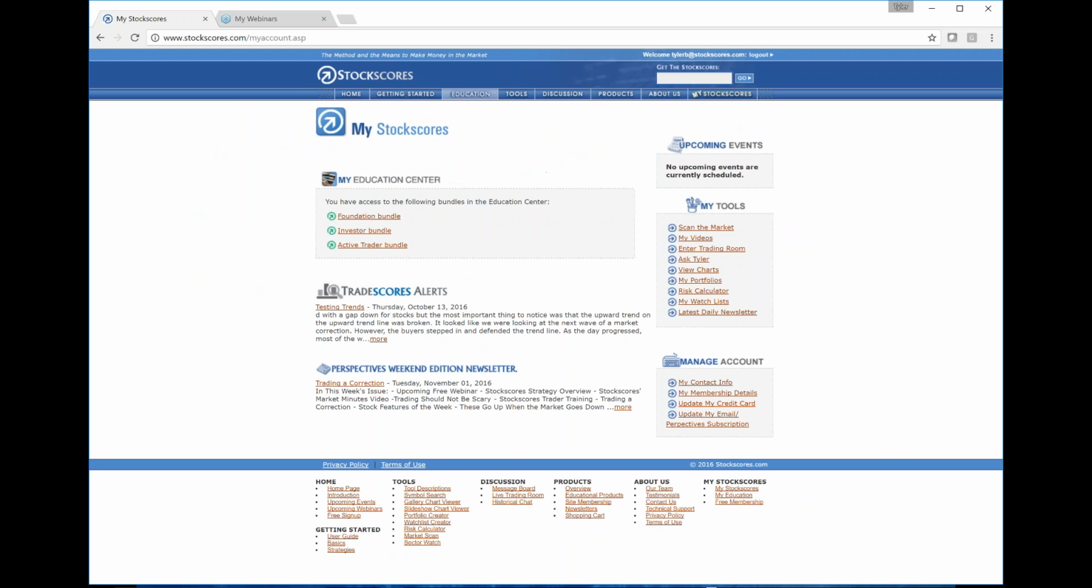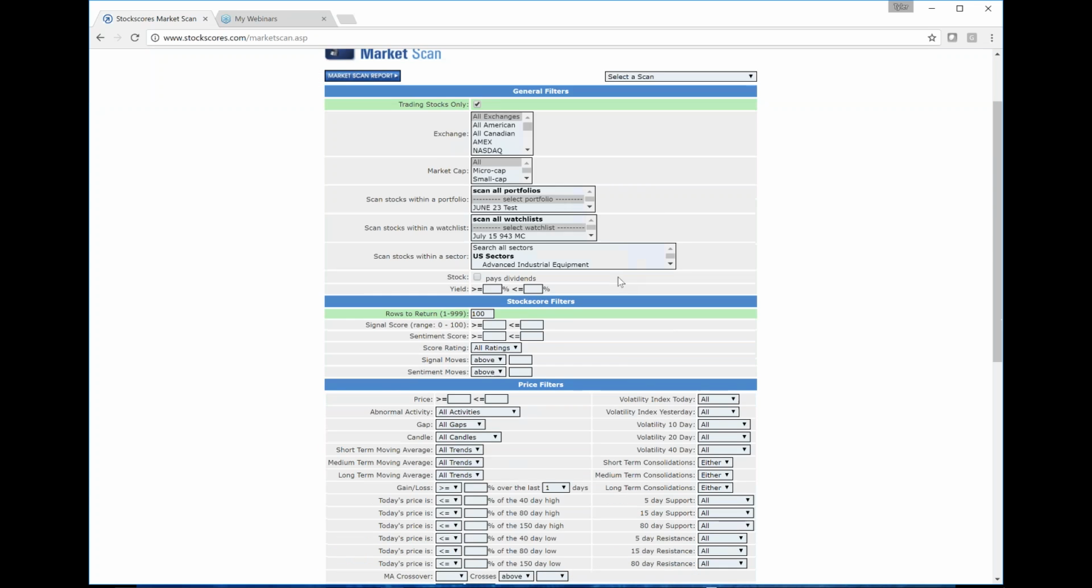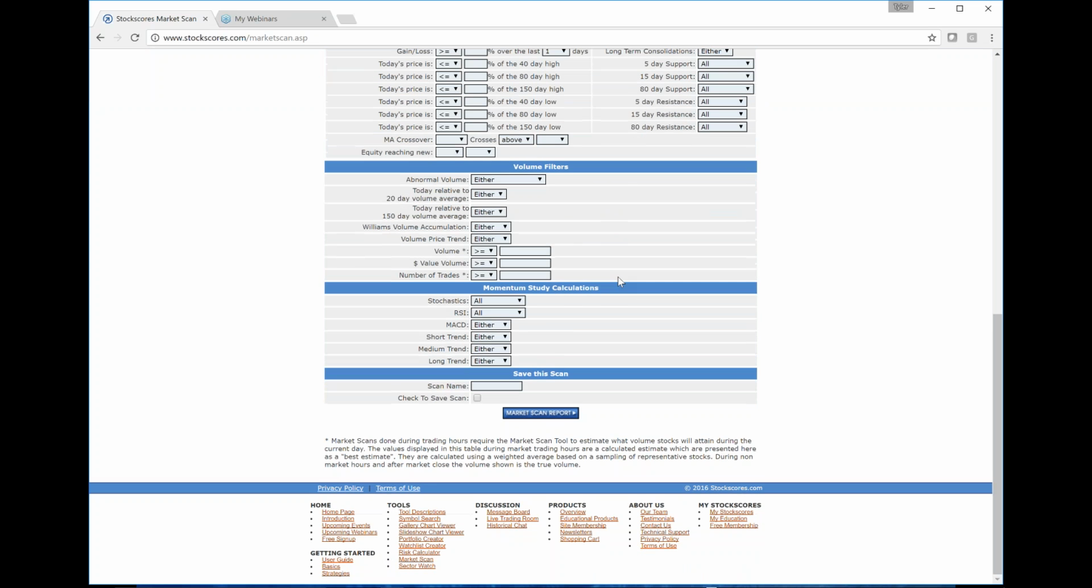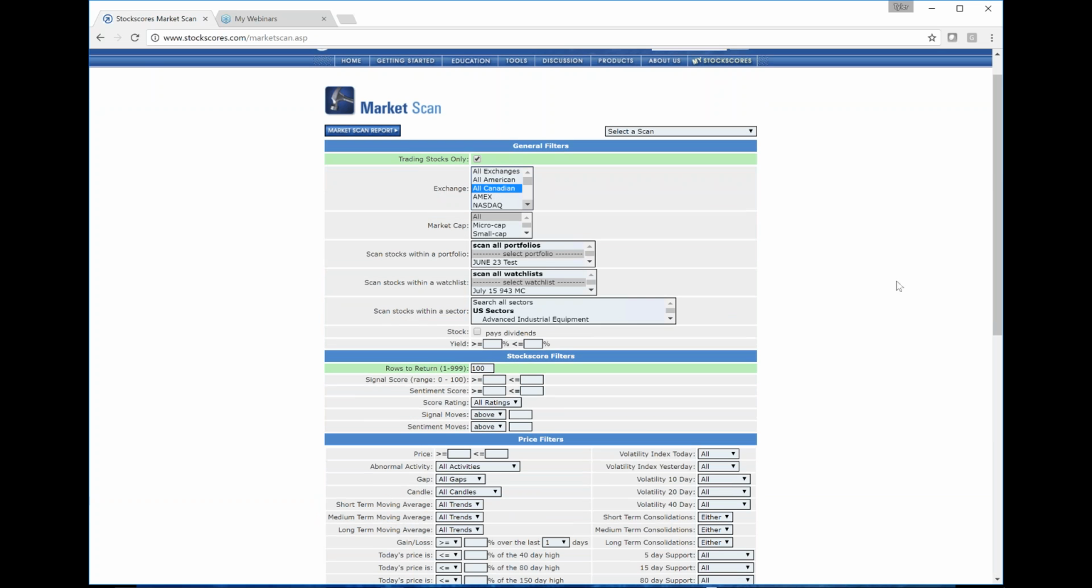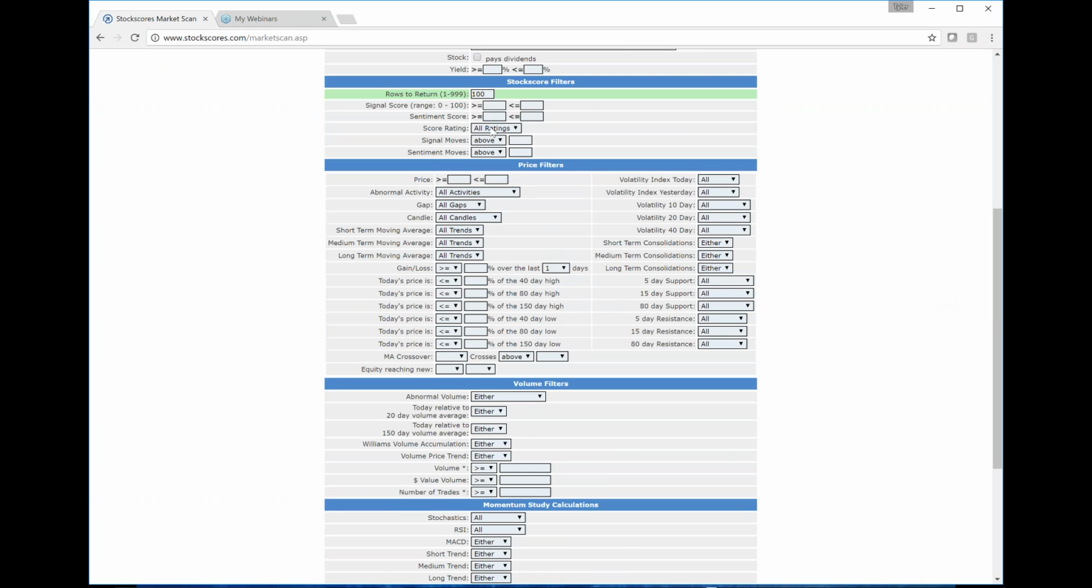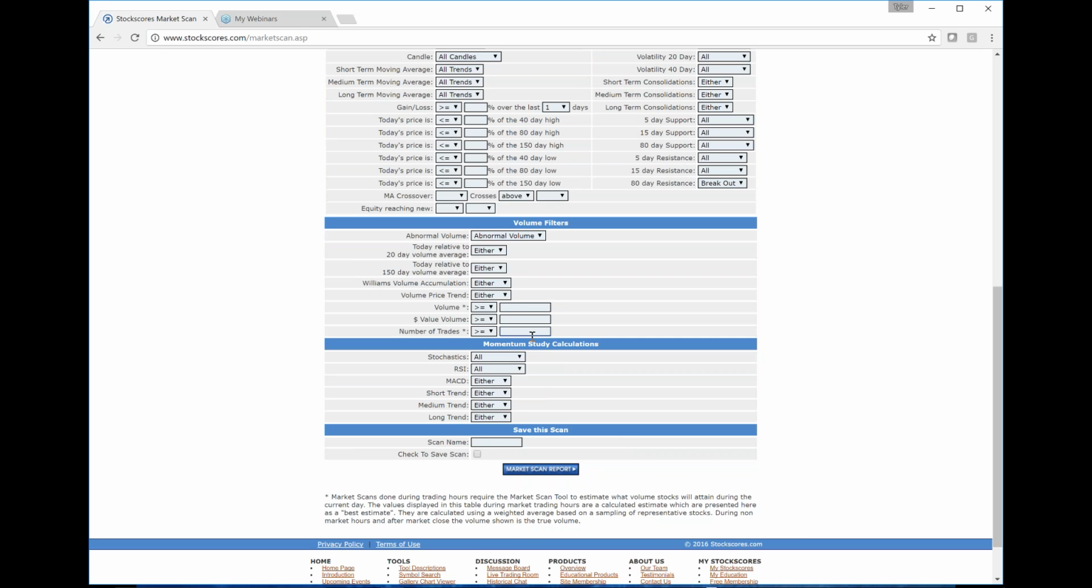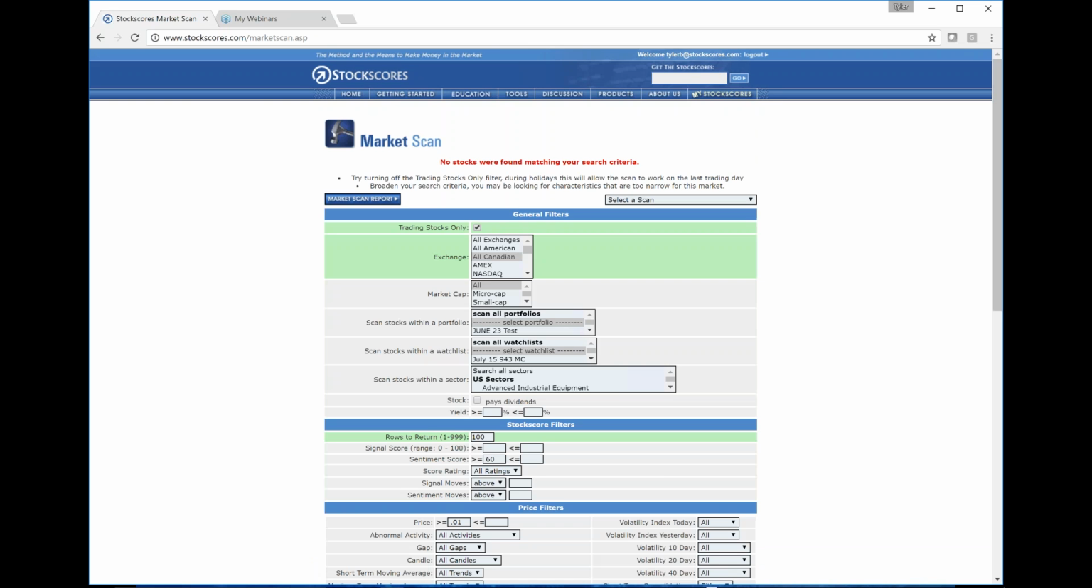I'll jump over to the Stock Scores website. Under Tools, there is something there called Market Scan. And I can use these filters to look through the entire market for stocks that are doing certain things. So if I wanted to look for, let's say, stocks on the Canadian markets that have a sentiment score greater than 60, which is one of the things we use for position trading, that are breaking through 80-day resistance, and that traded abnormal volume today, well, on Friday. I'm doing this on Saturday, and traded at least 500 times. I've just created a little scan that found nothing.